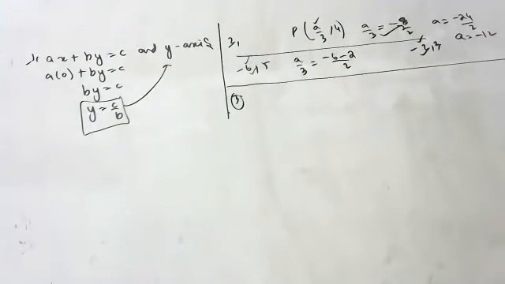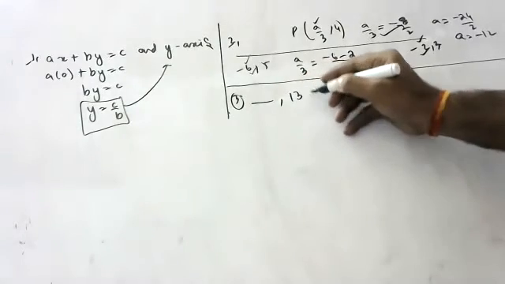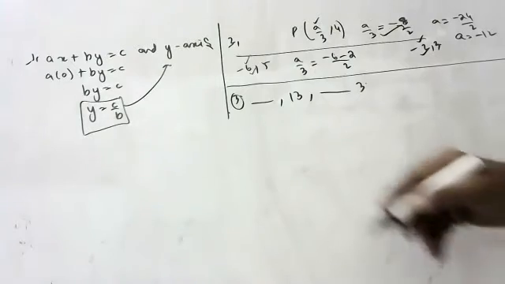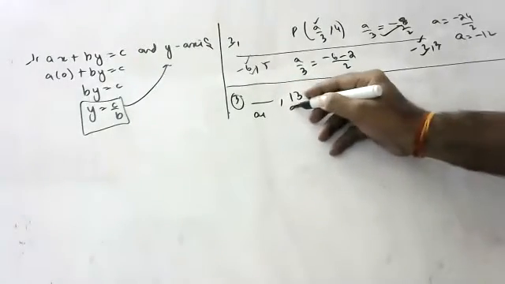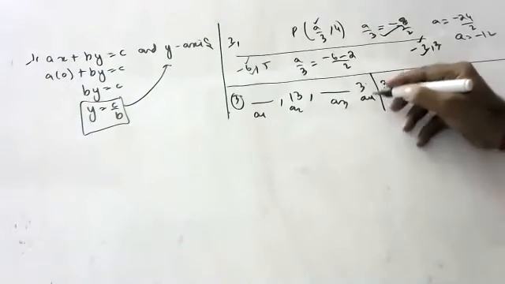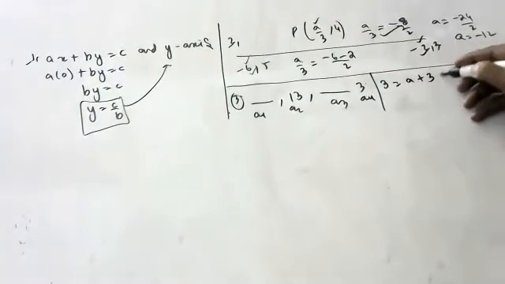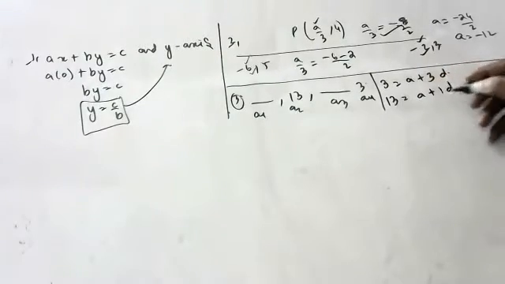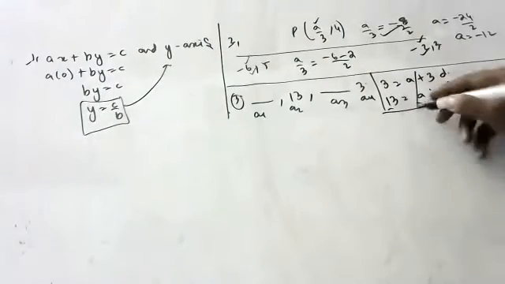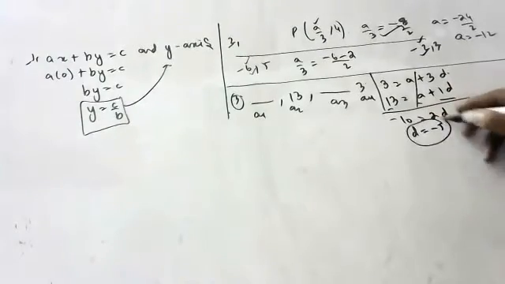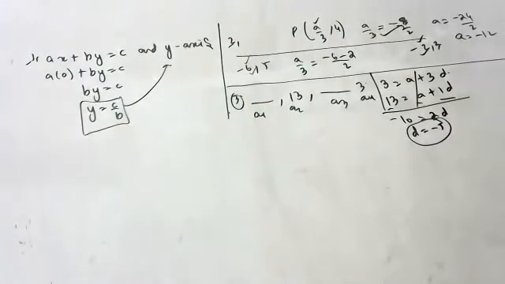The third one. In the given AP, children, the terms are 13 and 3. Find the missing terms. 13, children, this is A1, this is A2, this is A3, this is A4. A4 means what, children? A plus 3D. 3 is equal to A plus 3D and 13 is equal to A plus D. Change the signs. A minus A cancels. Minus 10 is equal to 2D, D is equal to minus 5. Common difference is minus 5.